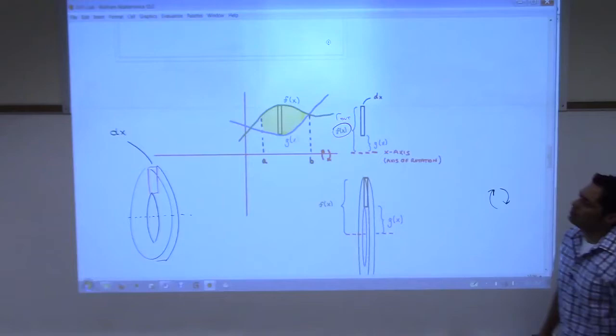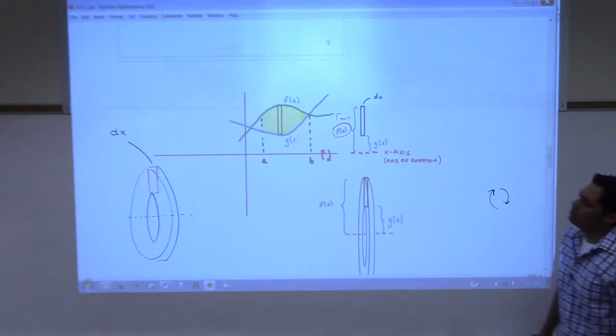Okay. What we're going to do now is something completely different. We're going to somehow create some volume out of this, which means we need a three-dimensional picture. So imagine taking this region and rotating it around the x-axis. Can you all see that? I don't think you can see it.